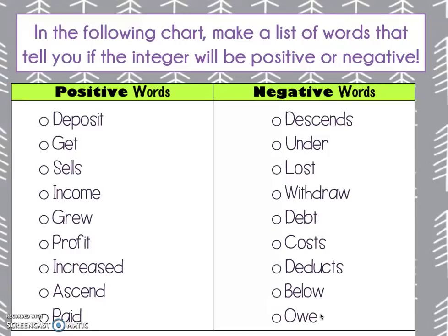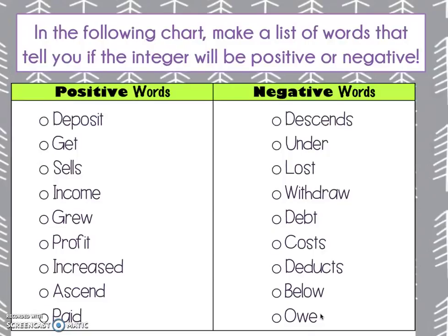So for example, in the first one, it says Sarah made a deposit of $25 into her bank account. Okay. Underline the word that tells you if it's going to be a positive or a negative. In this case, we would underline the word deposit. And deposit is a positive word, so that's going to make it a positive 25. Now, we don't have to write the positive sign because we know if there's not a negative sign with it, it's just a positive number.